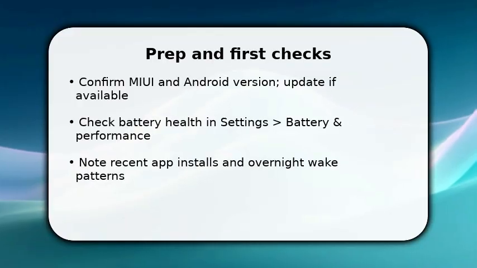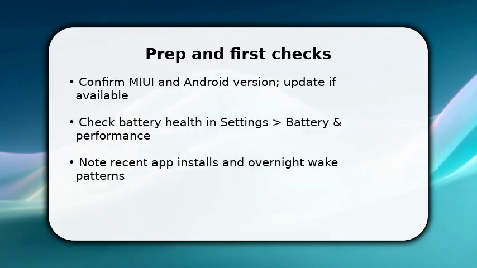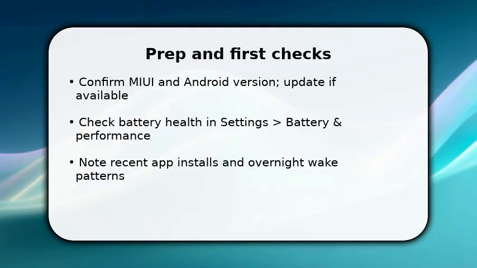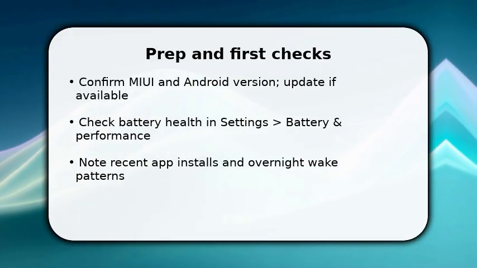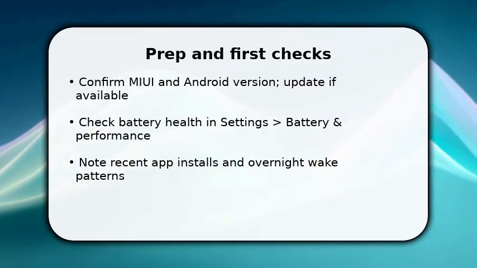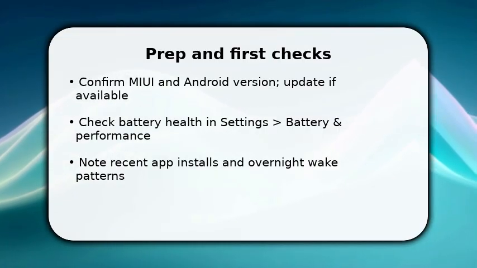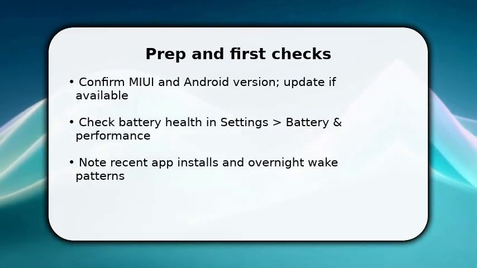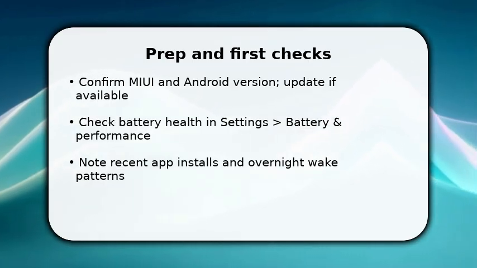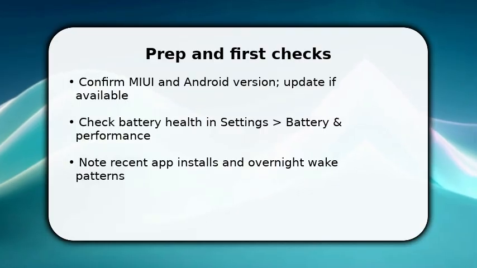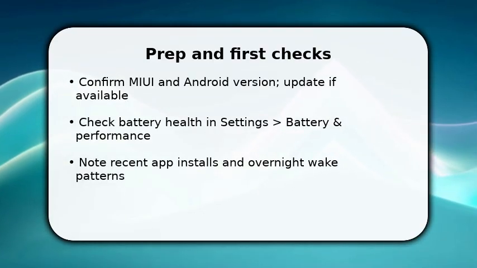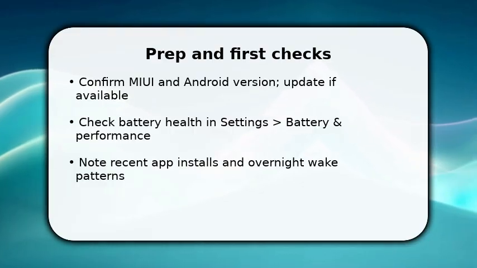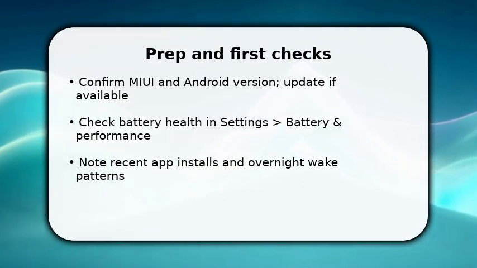You start by updating the system and confirming battery details so you know what you're fixing. Open Settings, go to About Phone, and install any MIUI updates. Then open Battery and Performance and record current estimates. Once done, scan recent apps and note which installed or updated around the drain start. Make sure to disable developer options features like Stay Awake. These first actions eliminate obvious causes and create a baseline for deeper diagnosis.